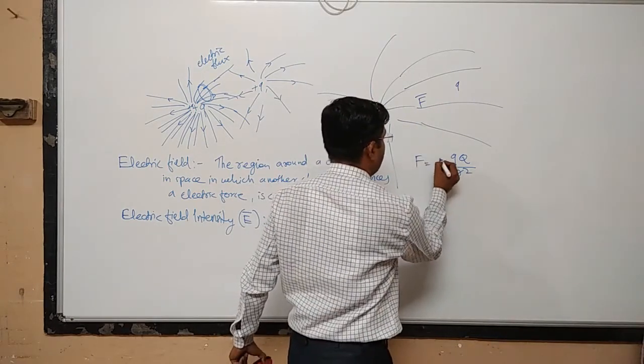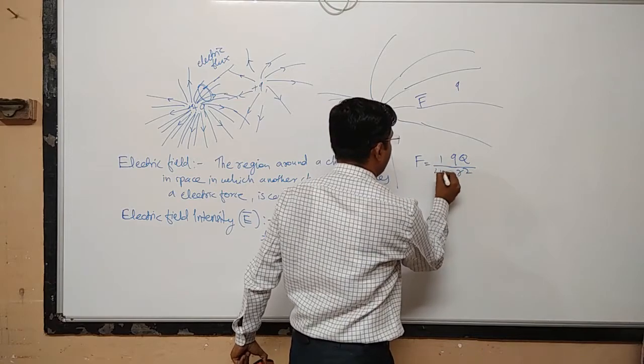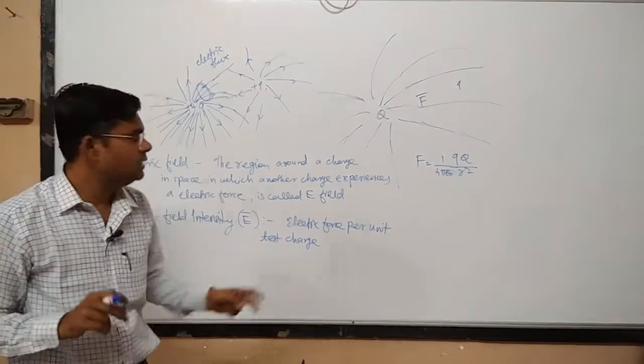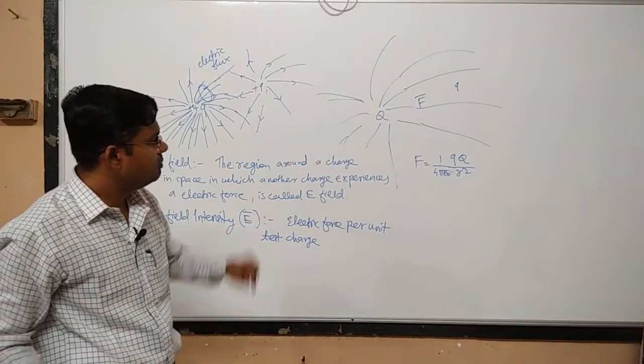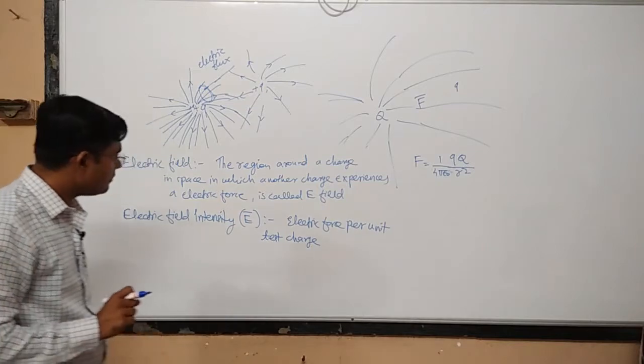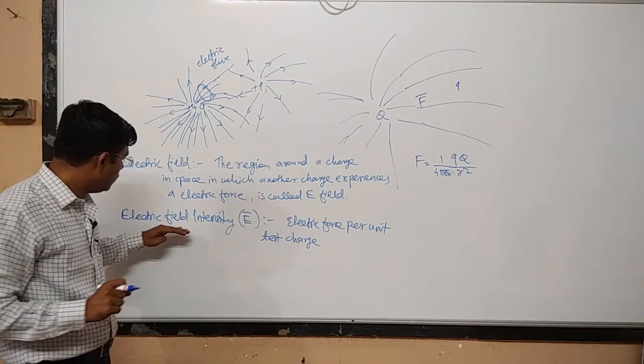And this F is equal to 1 upon 4 pi epsilon 0. If you want to remove this proportionality sign, then it will be replaced by this constant 1 upon 4 pi epsilon 0.